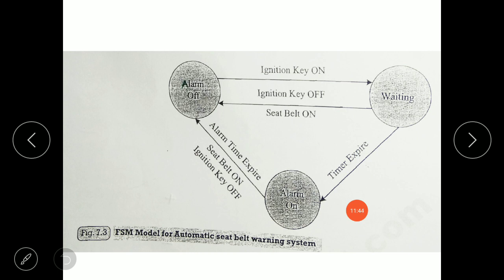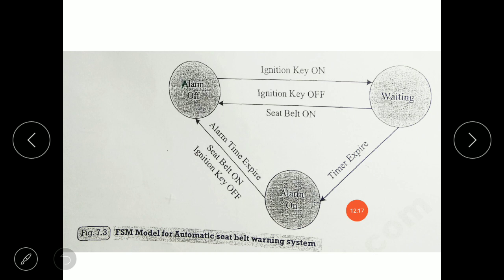Suppose the system requirements are captured as: when the vehicle ignition is turned on and the seat belt is not fastened within 10 seconds of ignition on, the system generates an alarm signal for 5 seconds. And the alarm is turned off when the alarm time expires, or if the driver or passenger fastens the belt, or if the ignition switch is turned off, whichever happens first. I'm going to implement this using the finite state machine model.